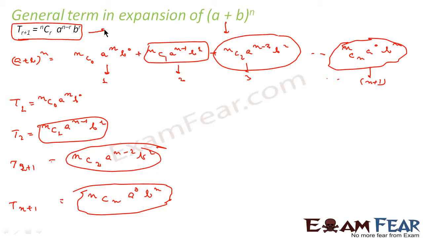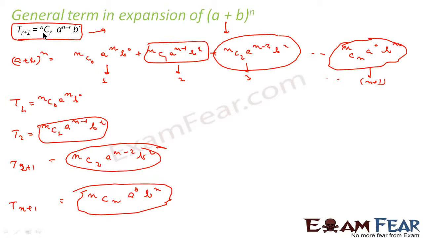So please remember this formula: T(r+1) is equal to nCr into a^(n-r) b^r. Here this is the (r+1)th term. This is not about the T(r) term. This is the T(r+1)th term. So when you want the first term, you have to put r equal to 0. So T1 will be equal to nC0 a^(n-0) b^0.